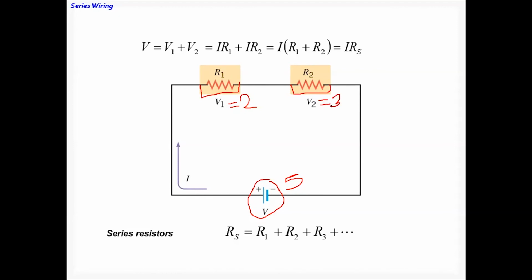3 volt, right? Because V equals V1 plus V2. 5 equals 2 plus 3. So now let's use Ohm's law. If you use Ohm's law, remember the same current passes through R1 and R2. So what is your V1?